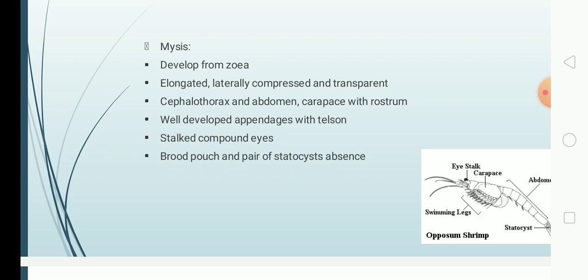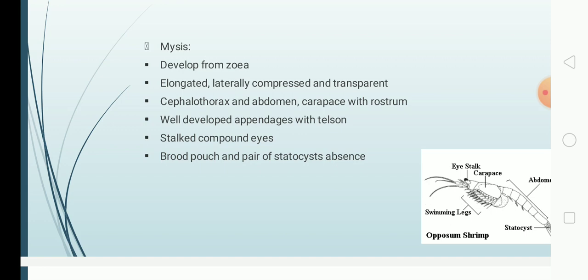adult mysis, hence the name is the same, and the larval mysis differs from the adult mysis in the absence of the brood pouch, which lies beneath the thorax, and a pair of statocysts is absent. So these are just the two differences which make this mysis larva different from its adult.